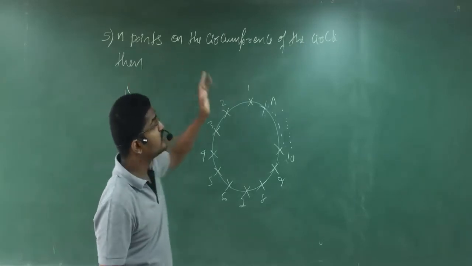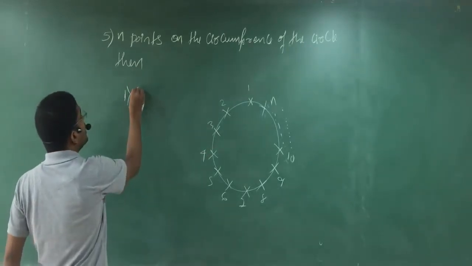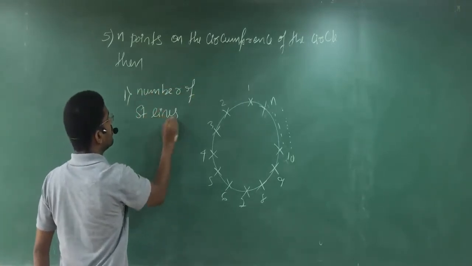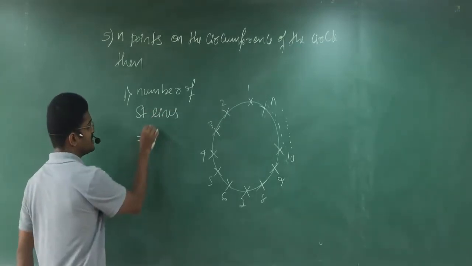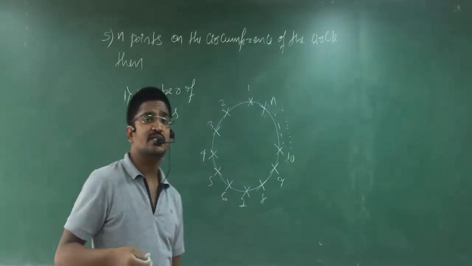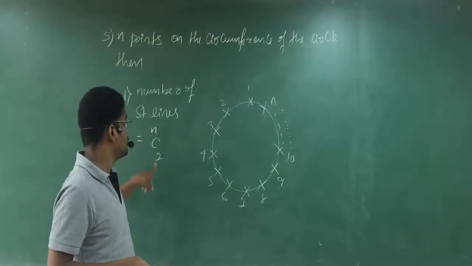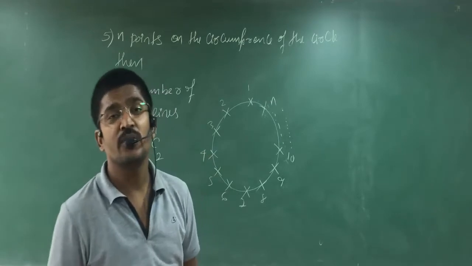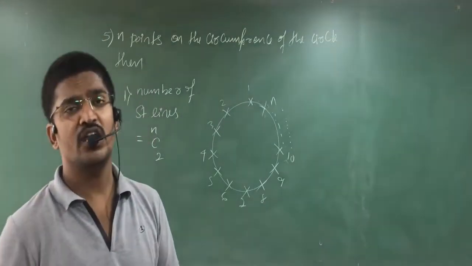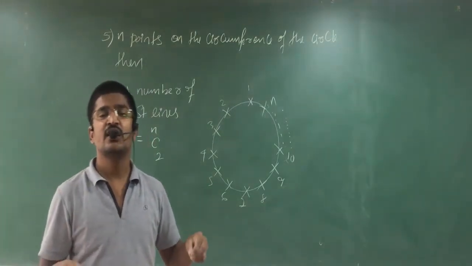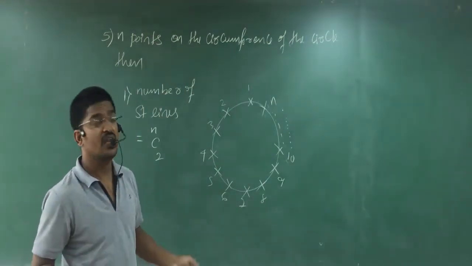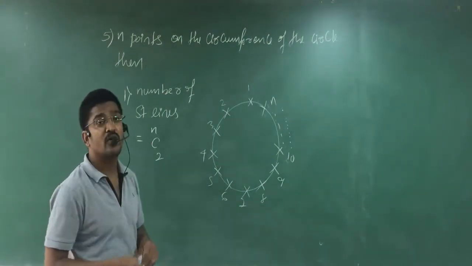So now with n points on the circumference of the circle, the number of straight lines is equal to NC2, as you all know. For a line we need 2 points, so from the n points we need NC2, because no points are going to be collinear, as this is a circle. Collinear means points lying on the same straight line. Here no points are collinear, so NC2 will be the number of straight lines.